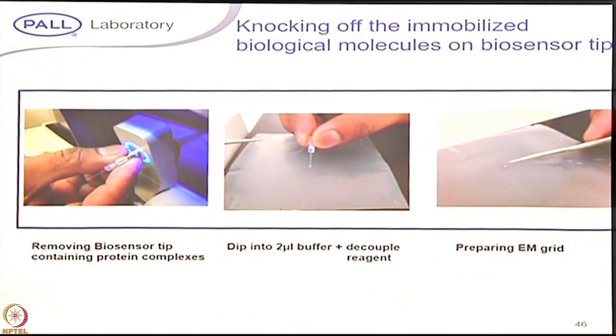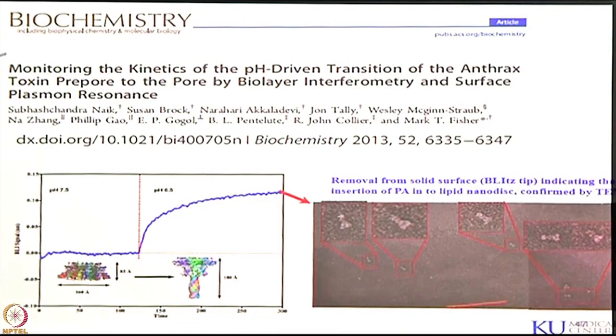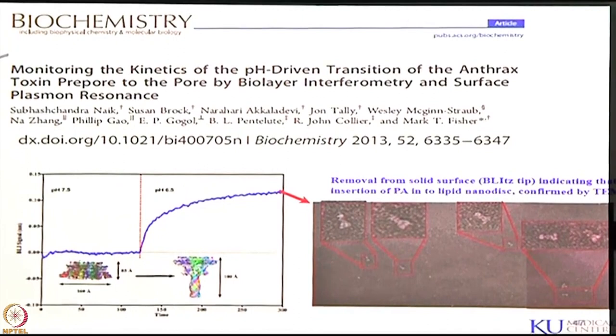So what they had done is remove the biosensor tip, dip it in a buffer and decoupling reagent, and then prepare for the EM grid. You can look at the electron microscope to see how the complexes are. So you can easily perform such kinds of experiments. Because with SPR, when you elute the complex mixture and collect it, your sample is more diluted, so you have to concentrate it before performing further studies. Here you can enrich in the dip in the well itself.